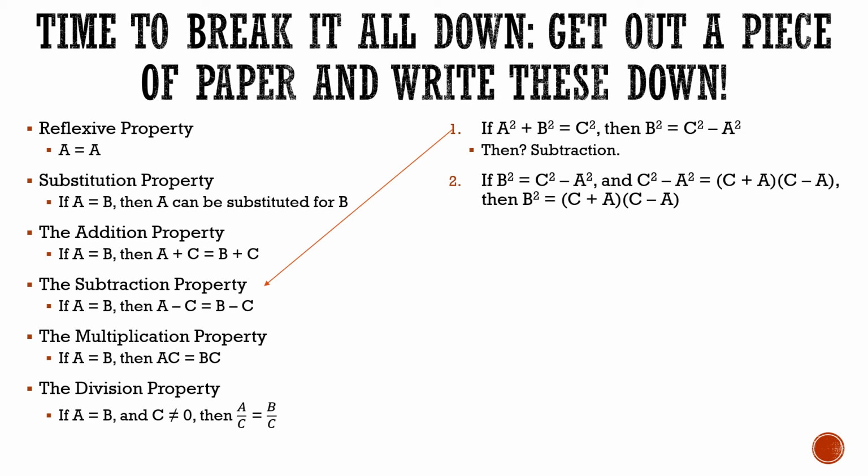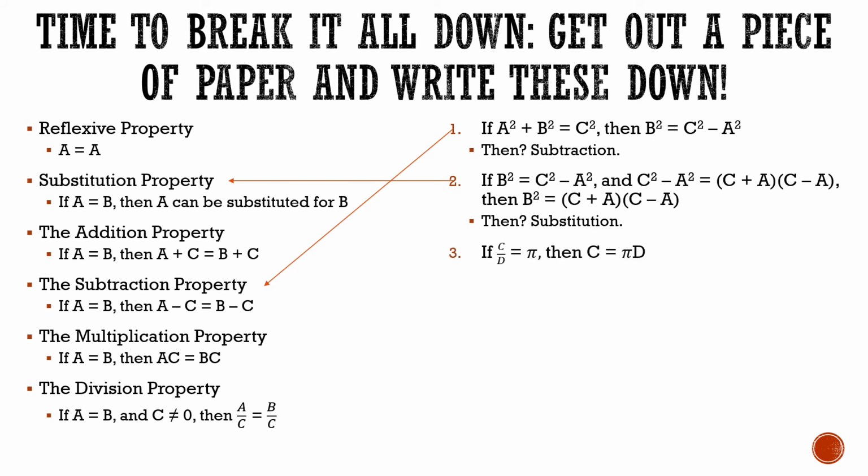So let's look at number 2. If b squared equals c squared minus a squared, and c squared minus a squared equals c plus a times c minus a, then we can also say that b squared equals c plus a times c minus a. So look at your then statement and think about what we did. Did you notice that we replaced c squared minus a squared with b squared? That means that we used substitution to figure out that problem.